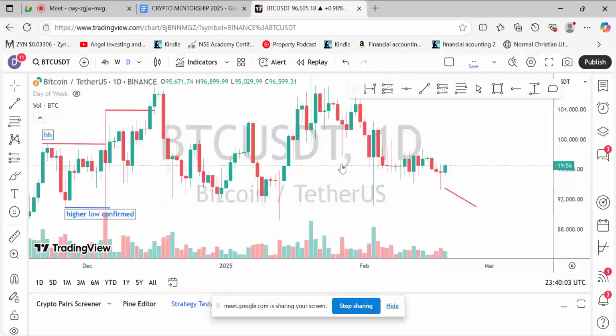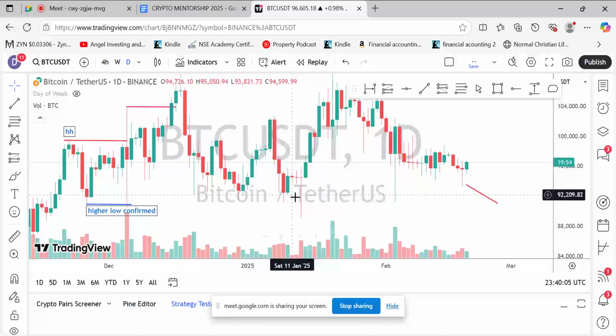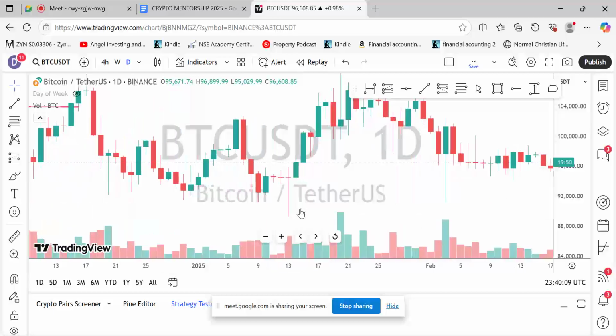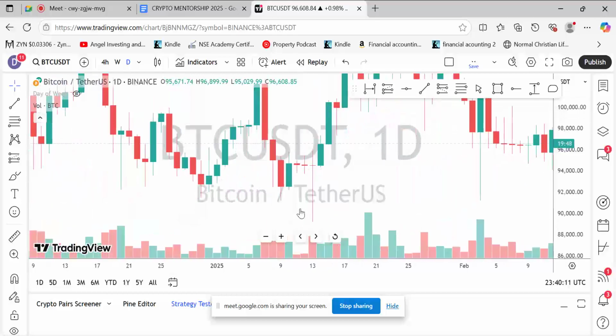Now look at this one. Very, very tiny body. Can you see this particular one? Let me expand it. Can you see it? This particular one. Now the secret is this. The most effective pin bar is the one that hits people's stop loss. That's the one that is very effective.